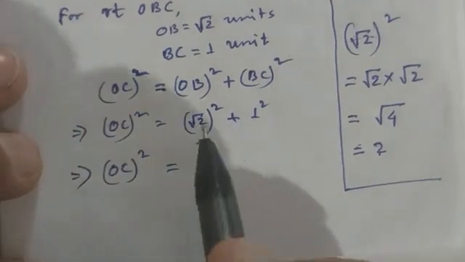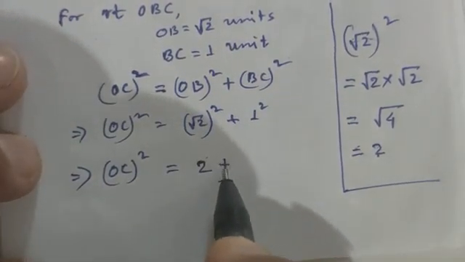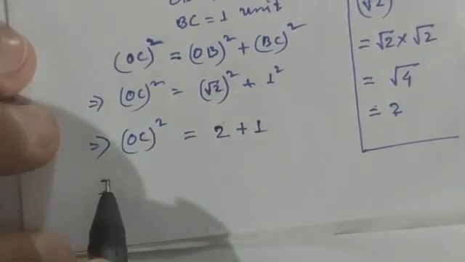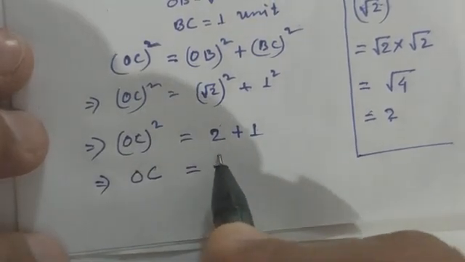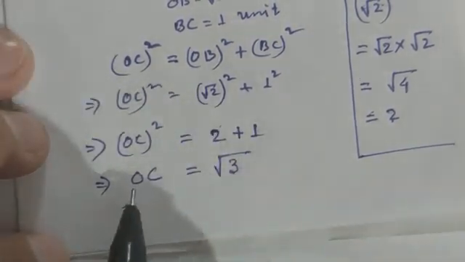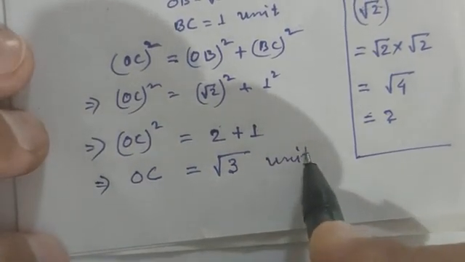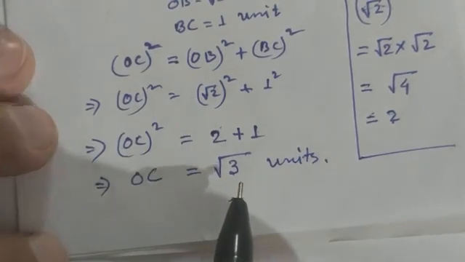Clear? So root over 2 square means 2. Yes, root over 2 square means 2, plus 1 square means 1. So 1 plus 2, all of you know, is 3. Then removing this square from OC here, what will it be? Root over 3. That means the length of OC is equal to root over 3 units.